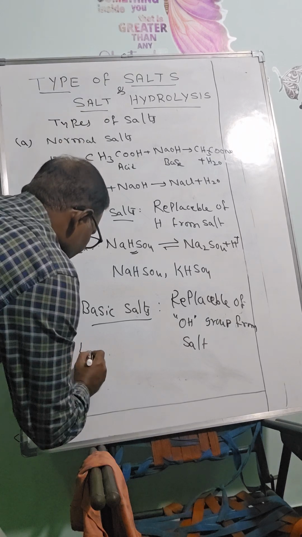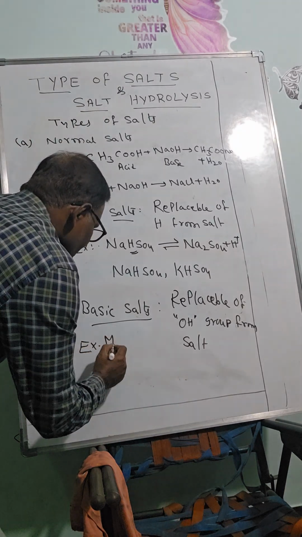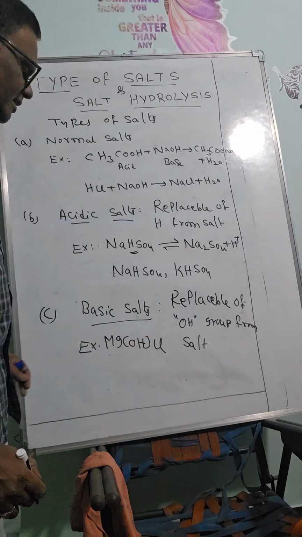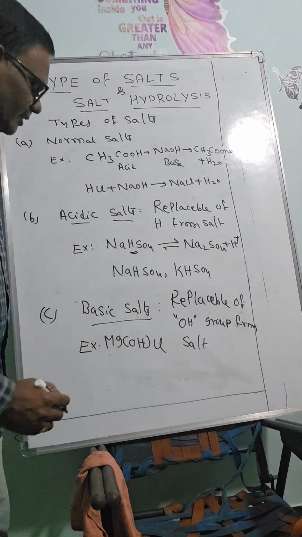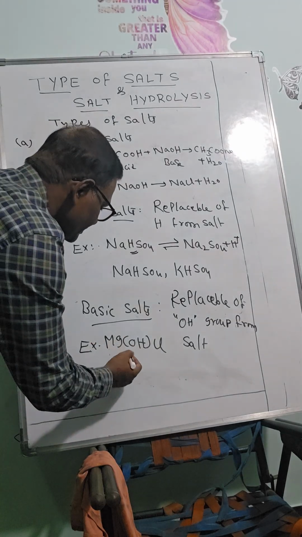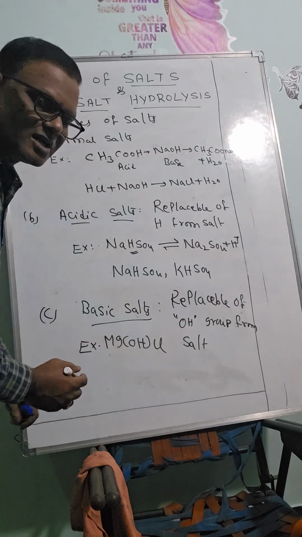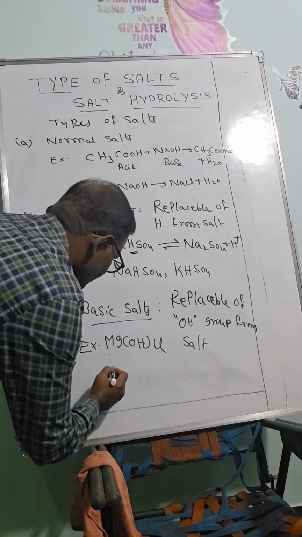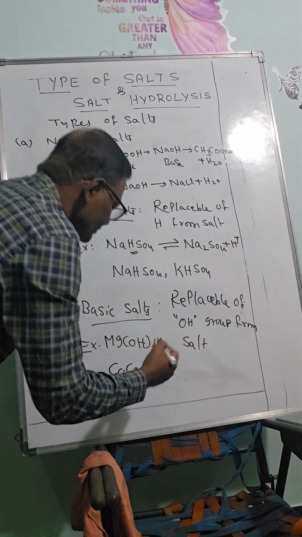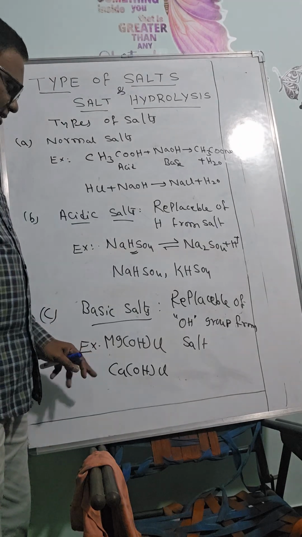See example, children. Here, magnesium hydroxychloride. Here it is possible to remove the hydroxyl group. That's why this is a basic salt. Next, one more example, children. Calcium hydroxychloride is also a basic salt.